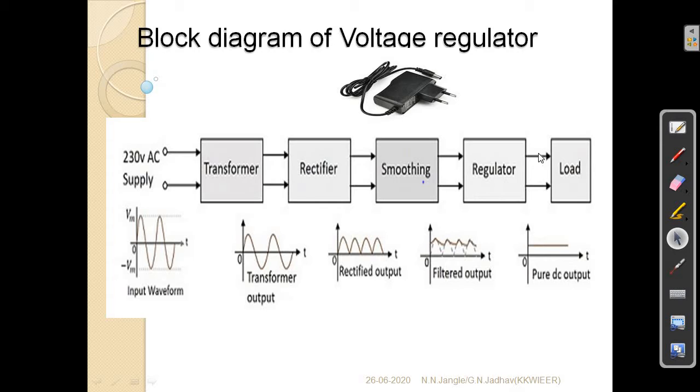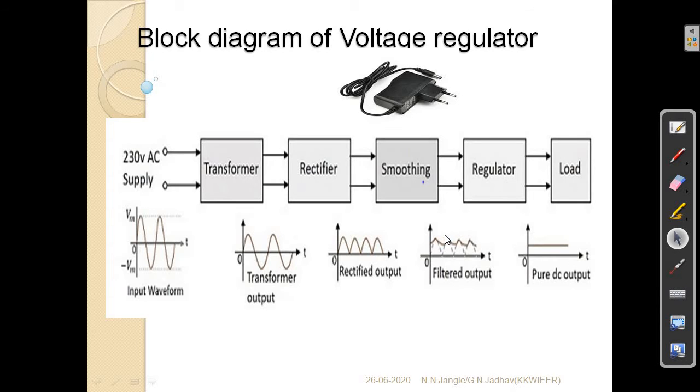So there should not be change of this output voltage with respect to the change in input voltage or load, and therefore what we need is a regulator. This regulator IC we have to study today. This regulator gives you a constant DC voltage or constant DC current which is required for your load. So what are the important blocks of voltage regulator? First, transformer which reduces the voltage, then rectifier converting alternating current into pulsating DC, then smoothing or filtering circuit which makes the voltage or current constant, and regulator keeps the output voltage of this voltage regulator constant as per the requirement of your load.